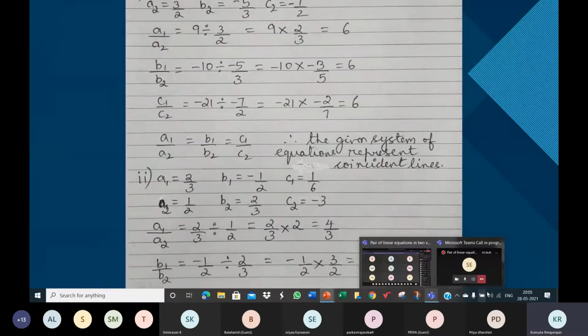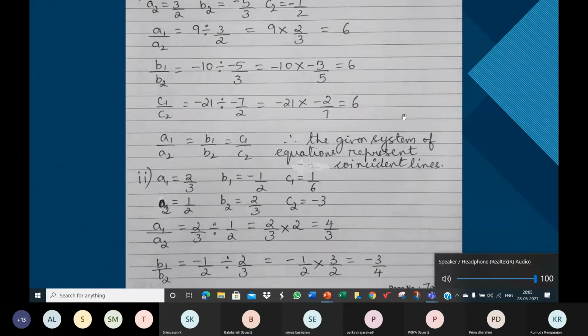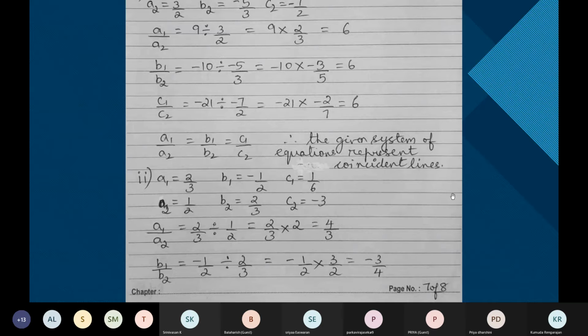Same thing in the second one. I've first written out the values of A1, B1, C1, A2, B2, C2. See, again, discipline is always important. So you should spend the 30 seconds to write these things. You spend the 30 seconds to write this, you will get your answer correctly. First write what A1, B1, C1, A2, B2, C2 are.